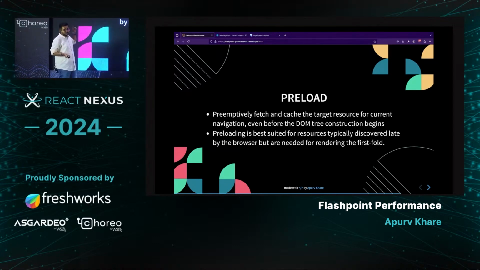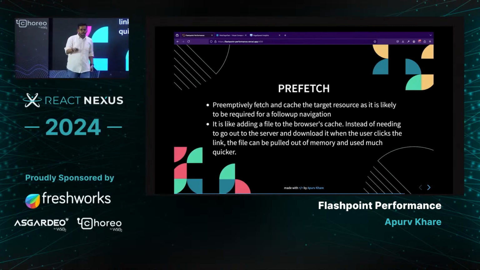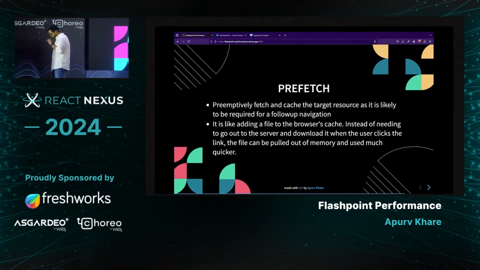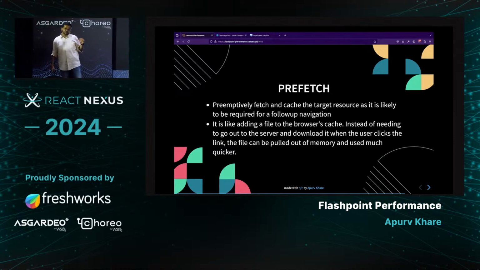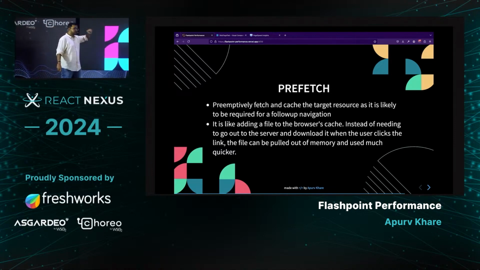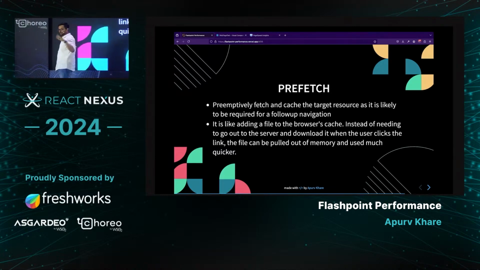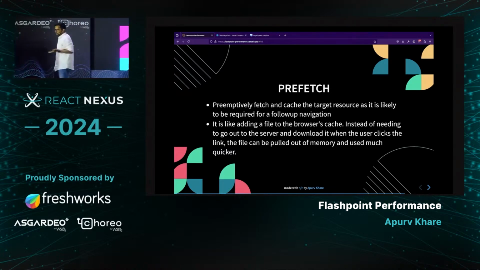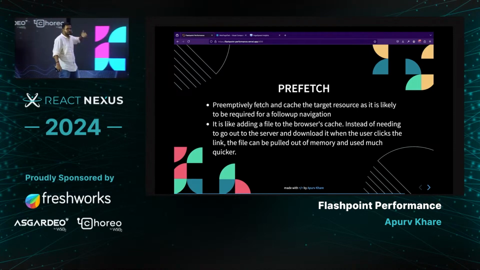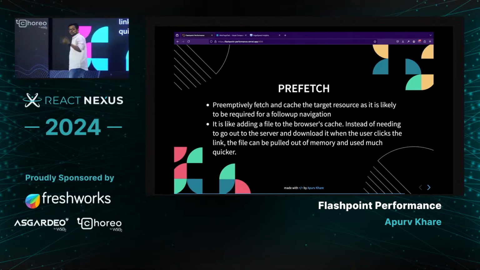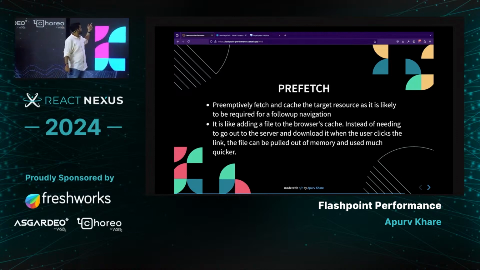Next one is prefetch. So preemptively fetch and cache the targeted resource as it will be likely required in the next navigation. Let me give you an example. You know from lots of research done in your app that whenever a user visits the cart page in your app, he is 90% likely to go to the checkout page. So whenever you are done loading all the content for the cart page, you preemptively fetch the content required for the checkout page. And here is where prefetch helps you.